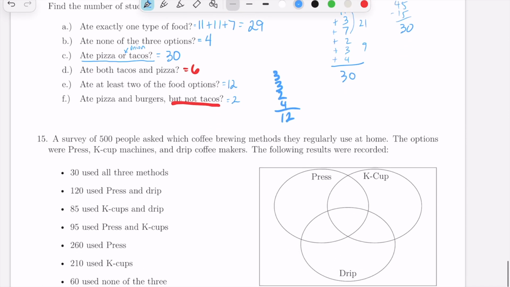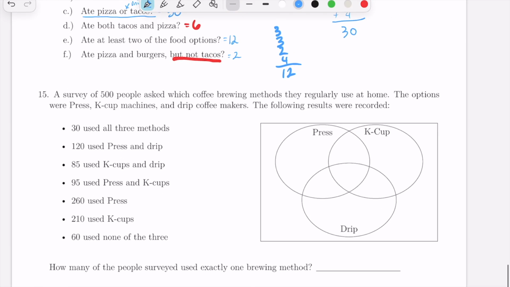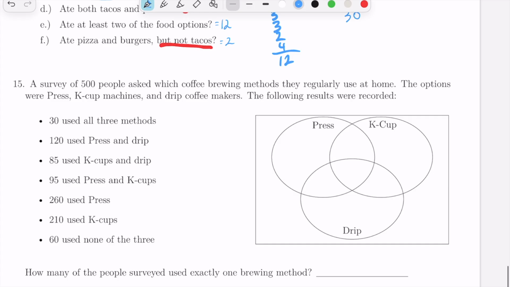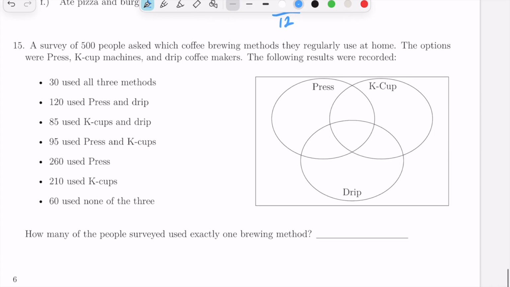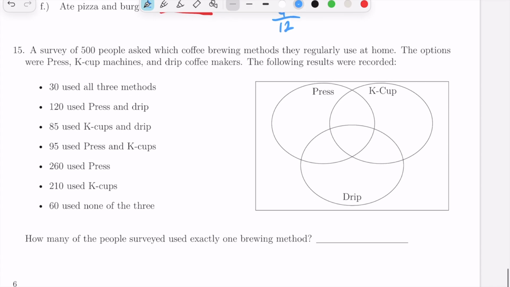Ooh, that's a lot. All right, last one. A survey of 500 people asked which coffee brewing methods they regularly use at home. The options were press, like a French press, K-cups, and drip coffee makers. The following were recorded. So I'm going to scan down here, and the first thing that I notice is 60 people used none of the 3.